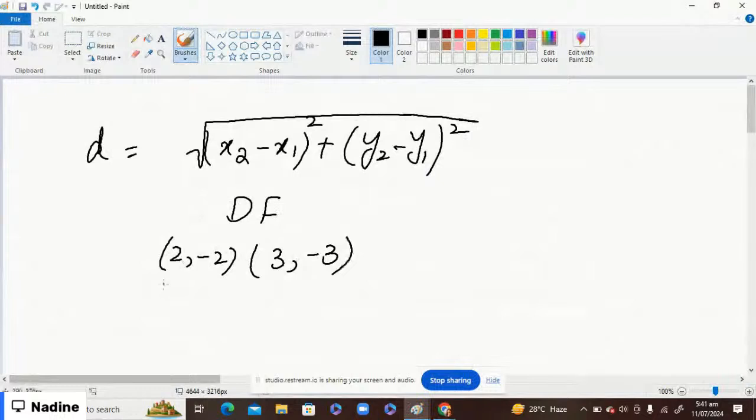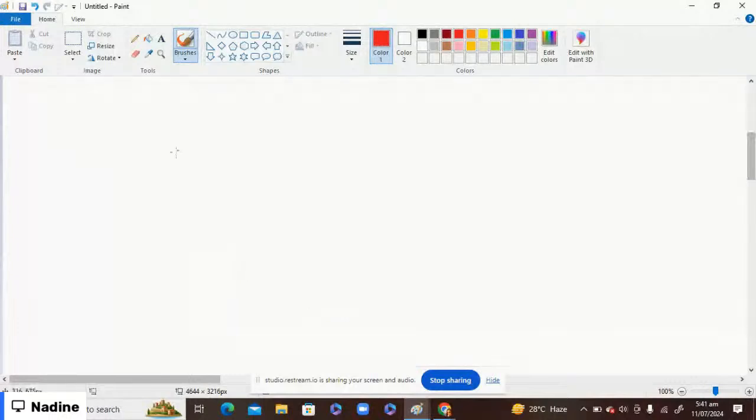Okay, so this is your x1, y1, this is your x2 and y2. Understand? So in place of x2 you put that value 3, in place of x1 that value 2, in place of y2 this is minus 3, in place of y1 that is minus 2. Let's take some points and put them in the formula, then you will be more able to see how to do formula questions this way.